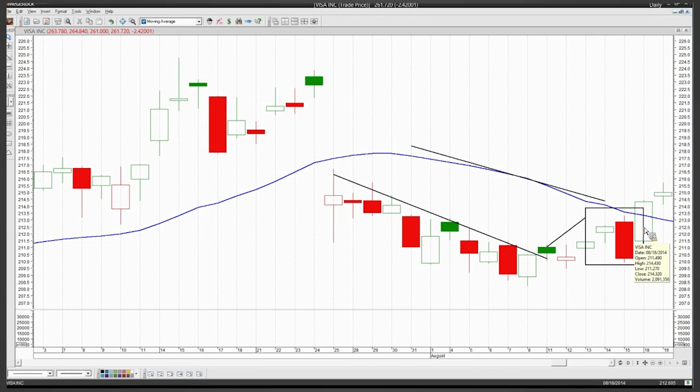That means the trade's disqualified. It's negated. We no longer have a valid setup. Okay? I can't tell you how many losses this will avoid for you. Okay? This one rule. It will avoid the majority of your losses with this setup. Okay? So very, very important.